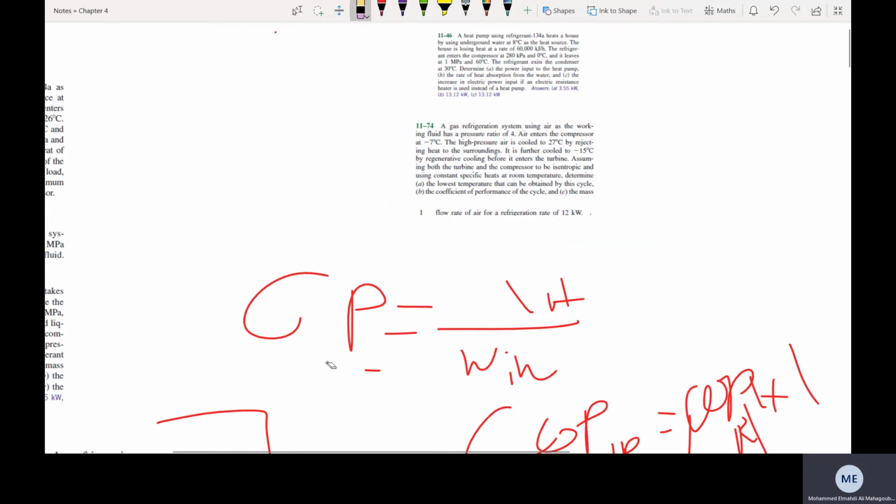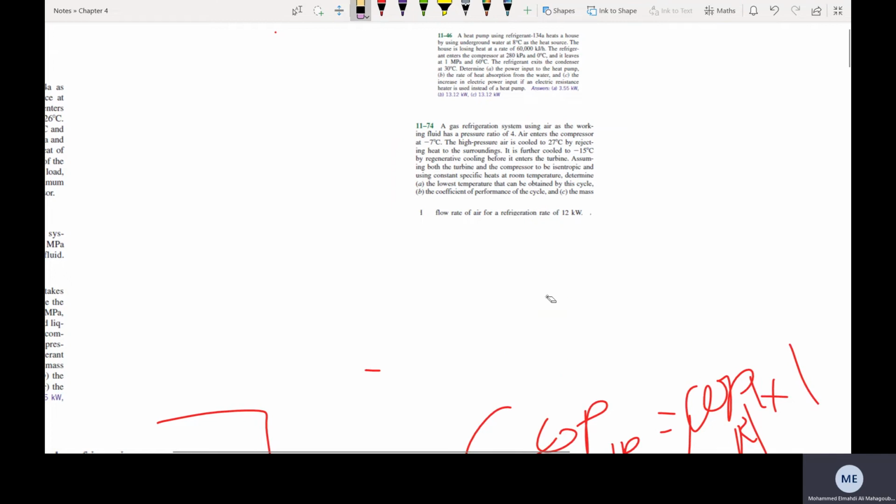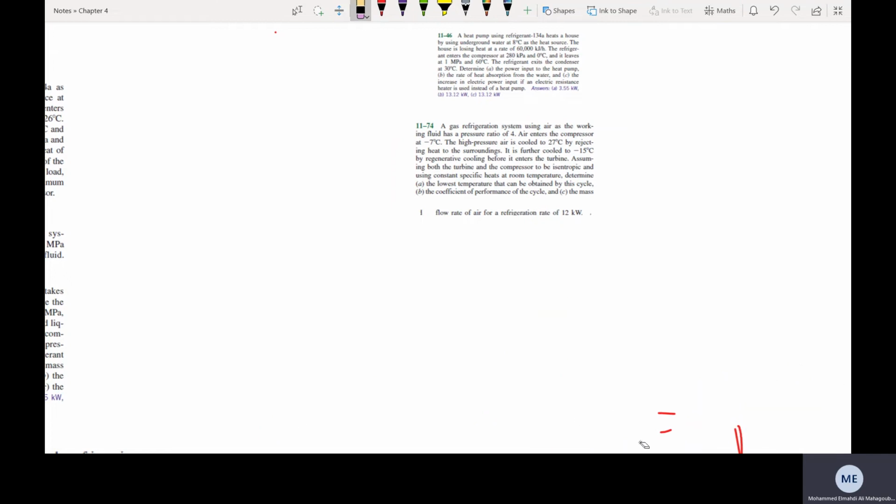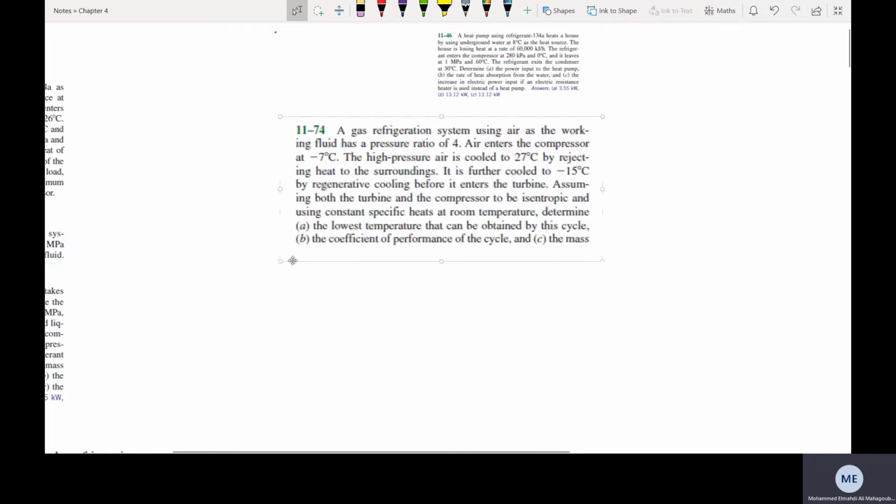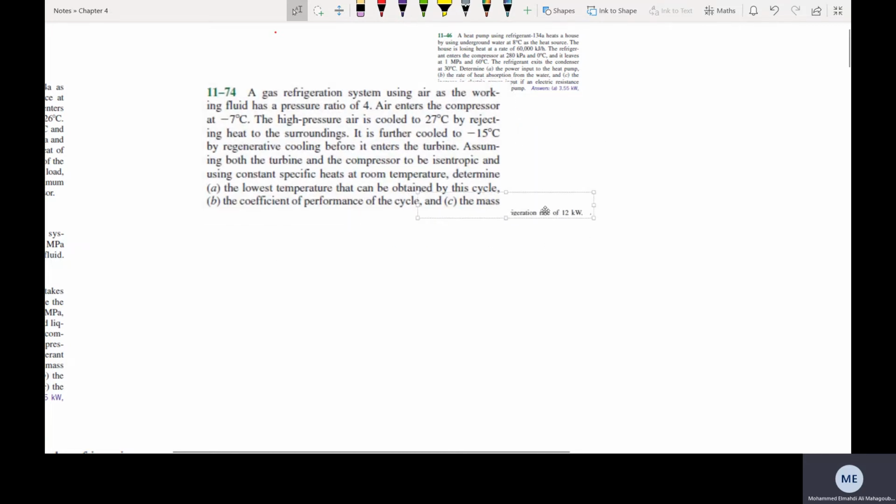This one is the last part of the chapter. It tells you, now what if we are cooling using gas cycles? So it is called gas refrigeration cycles. It is a normal Brayton cycle, but now for cooling. Let's solve this one quickly, and I'm going to post a detailed solution for you.